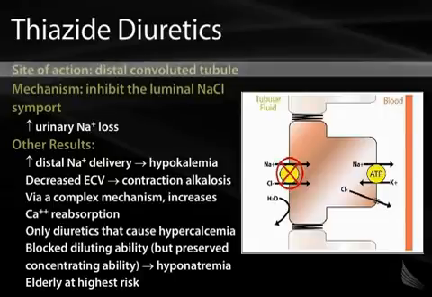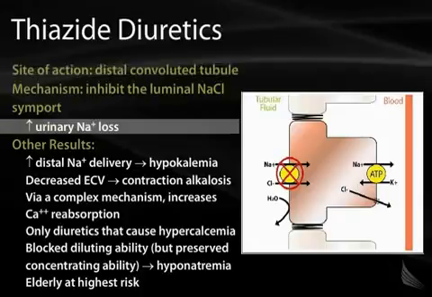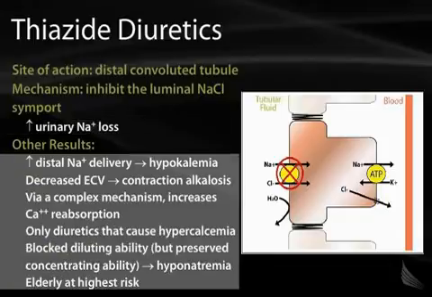Thiazide-type diuretics act in the distal convoluted tubule. Thiazide-type diuretics act on the sodium chloride cotransporter present in the DCT. As with other diuretics, it'll increase urinary sodium loss. Also, as with other diuretics, it'll increase distal sodium delivery, leading to hypokalemia through activation of aldosterone activity.